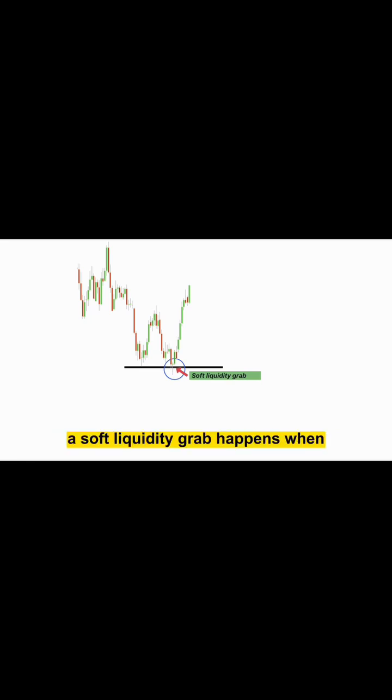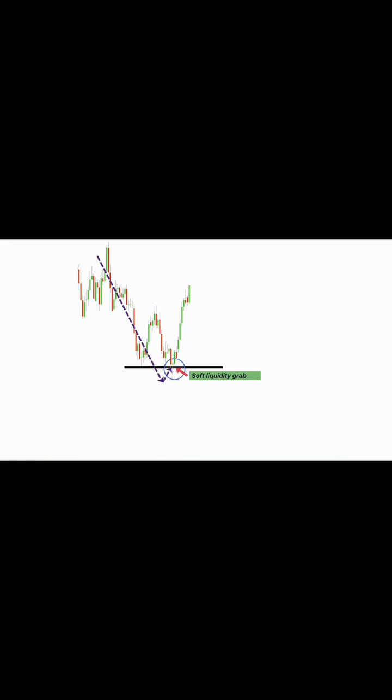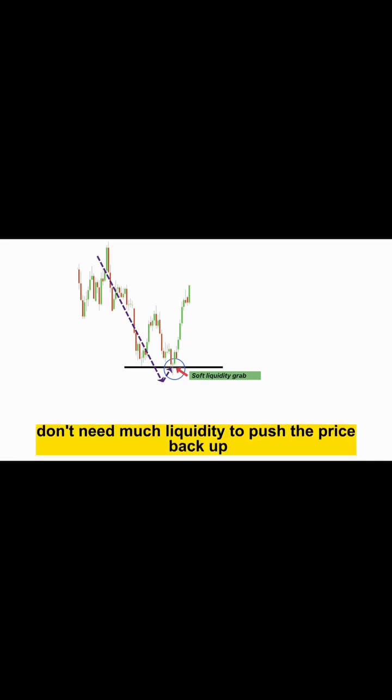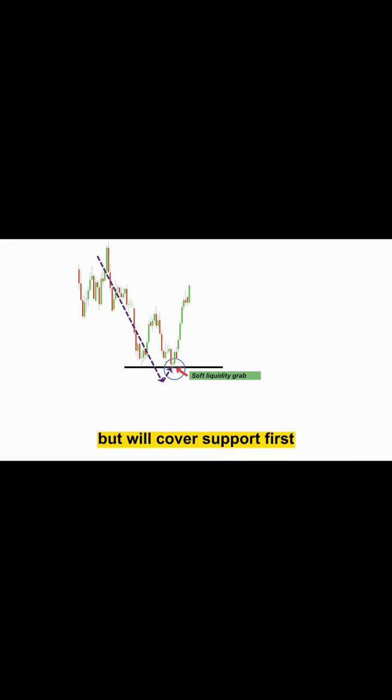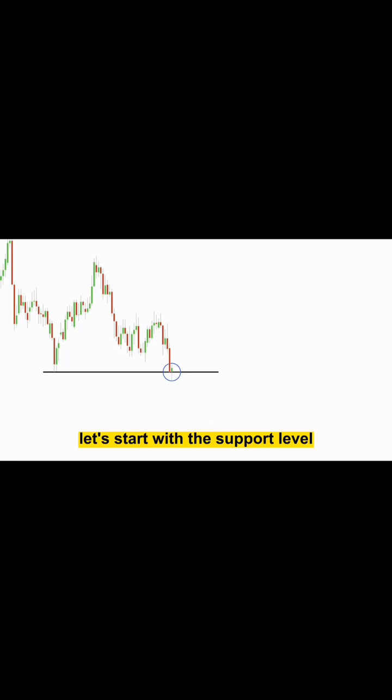A soft liquidity grab happens when the market briefly breaks a key support level but quickly closes back above it with just one candle. This move is called soft because institutions don't need much liquidity to push the price back up. The same concept applies to resistance levels, but we'll cover support first. You can spot a soft liquidity grab using three common price action patterns: pin bars, tailed bars, and engulfing bars. Let's break these down with examples. Let's start with the support level.